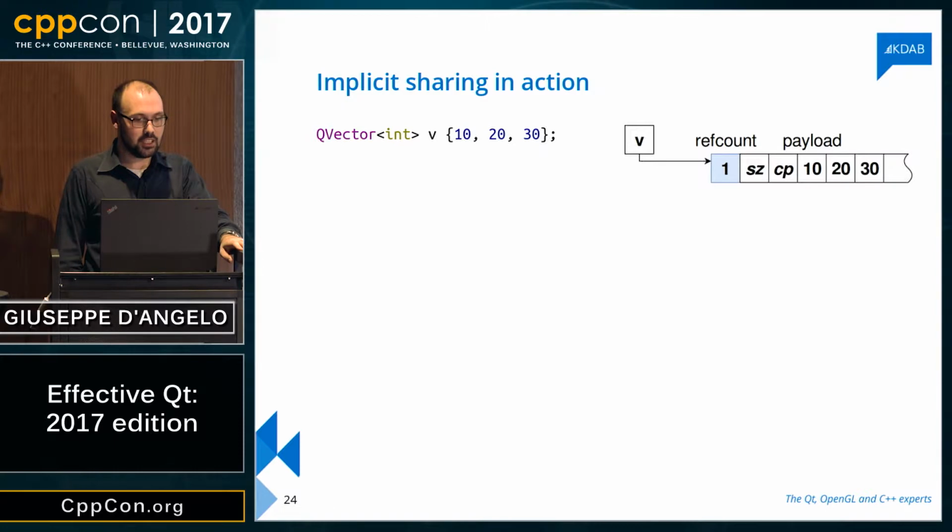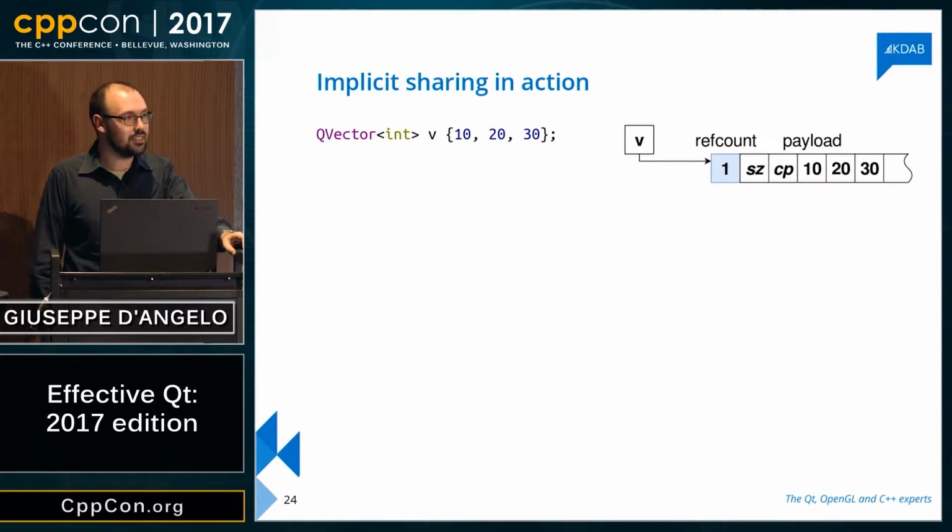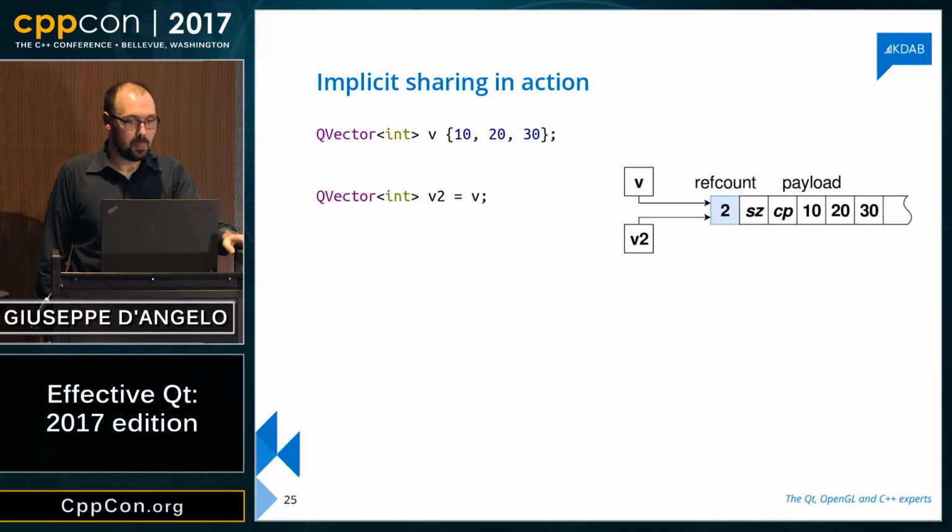So here it is in action. I've got a vector of ints. The vector itself is just one pointer. It's a very small class that points into the actual payload. The payload contains the reference counter, some bookkeeping, and then the data, right? So that's the situation. Now I take a copy of a vector, and taking a copy is nothing more than setting a pointer and increasing the ref counter. That's surprisingly cheap to do in general, right? Unlike standard vector, for instance.